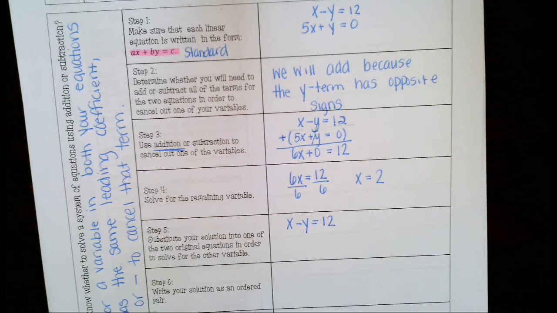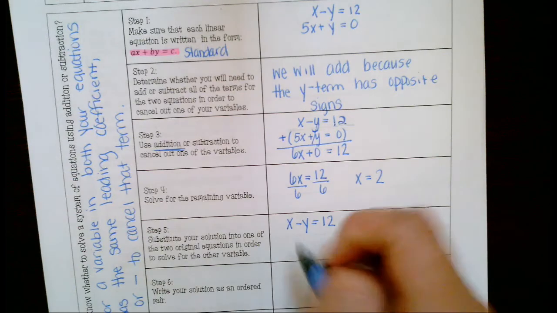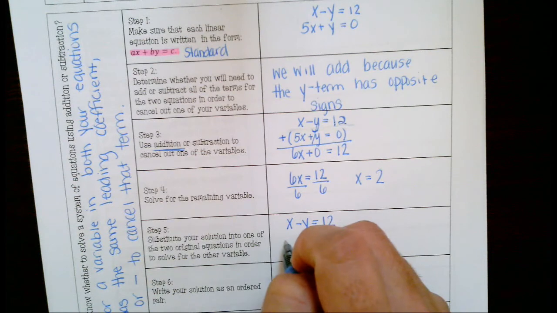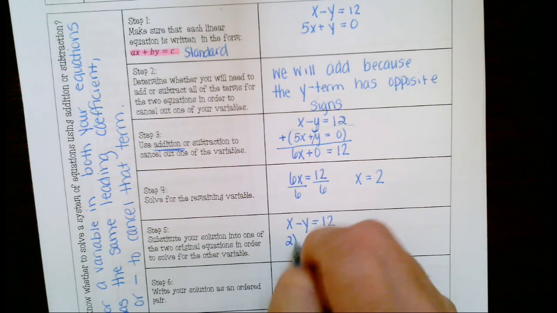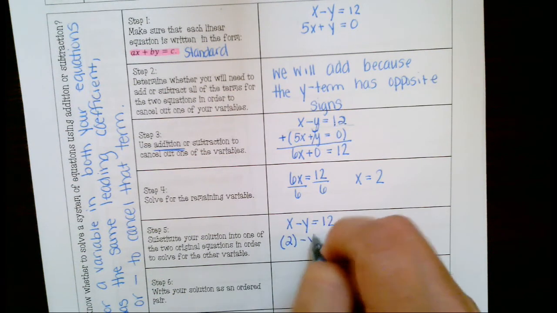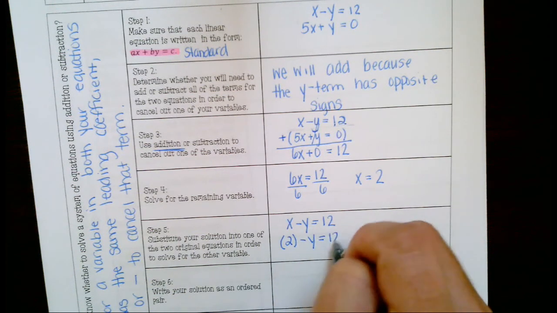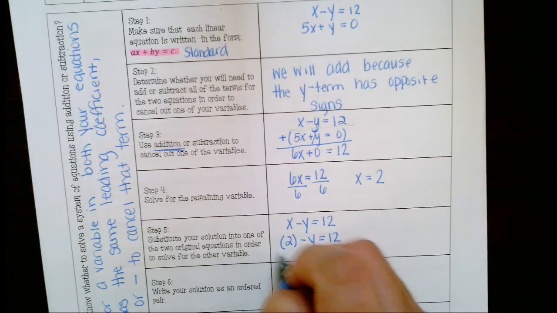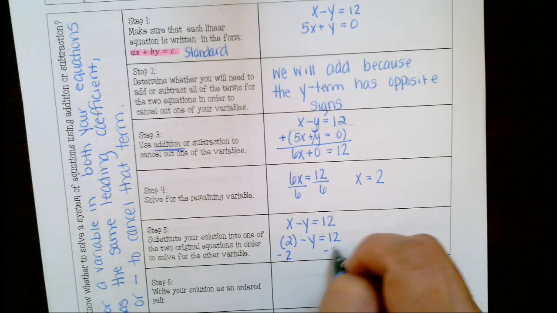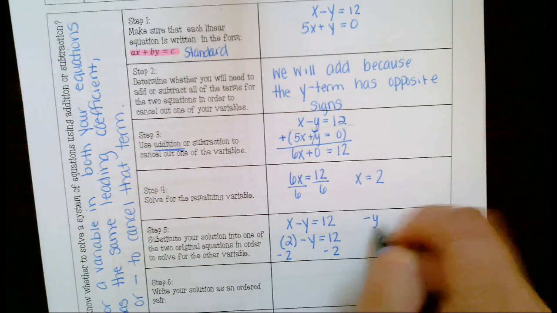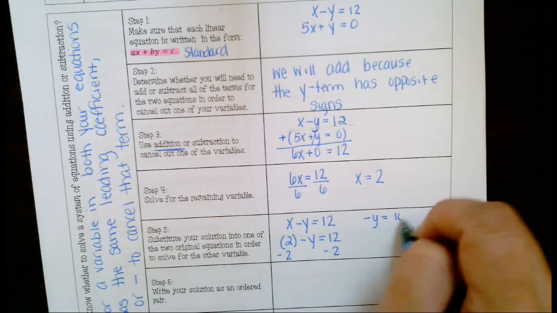But as I've said in the last video and we talked about in class, it's not going to change your final answer if you chose to use 5x plus y equals 0. So in my x spot, I'm going to do 2 minus y equals 12. All right, I subtract 2 from each side. I have negative y equals 10.